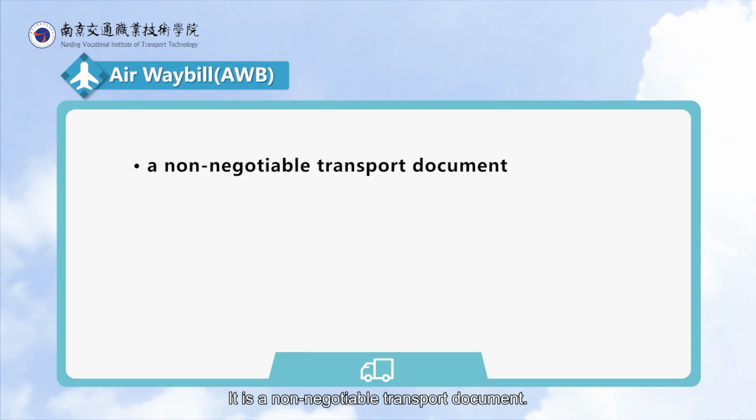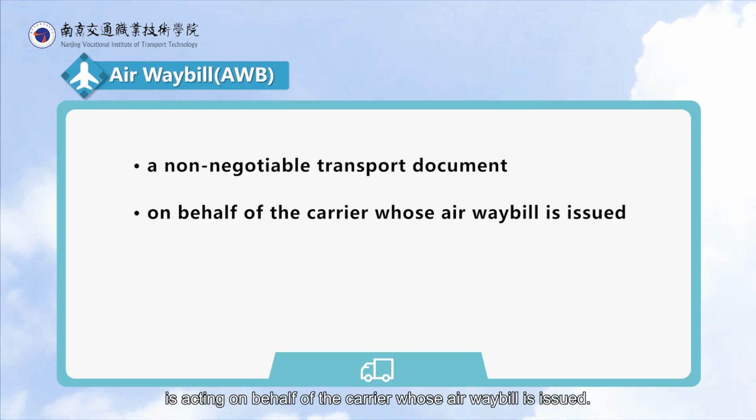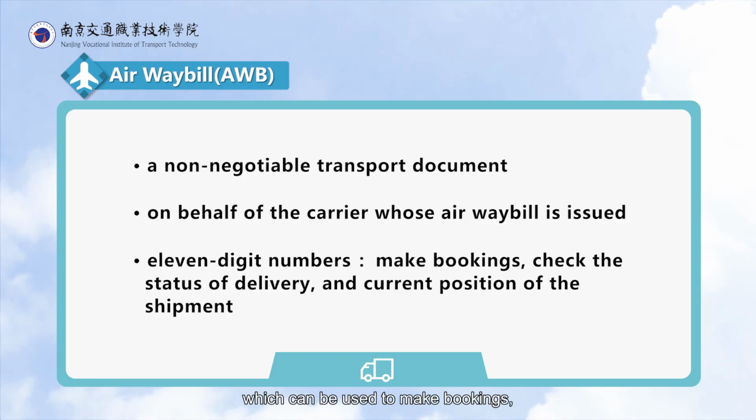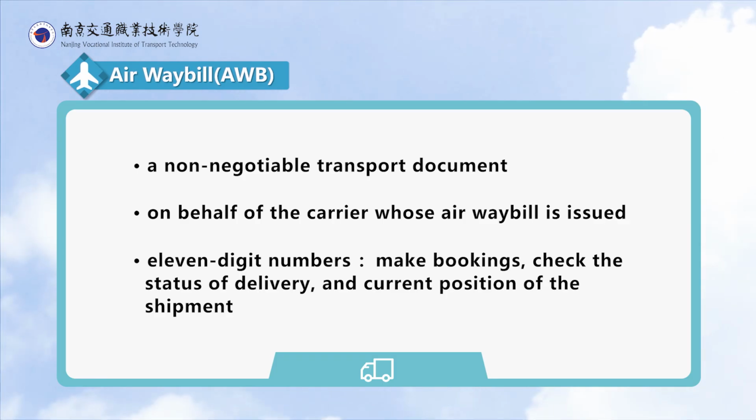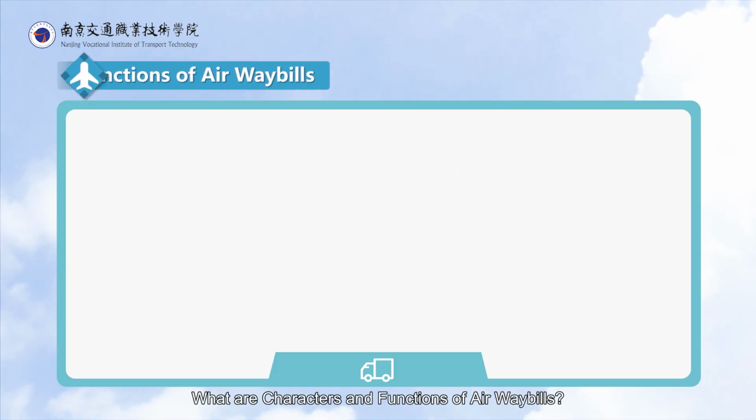It is a non-negotiable transport document. It covers transport of cargo from airport to airport. By accepting a shipment and item, the cargo agent is acting on behalf of the carrier, whose airway bill is issued. Airway bills have 11-digit numbers, which can be used to make bookings, check the status of delivery, and the current position of the shipment.